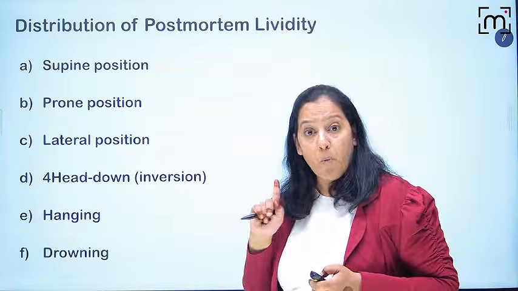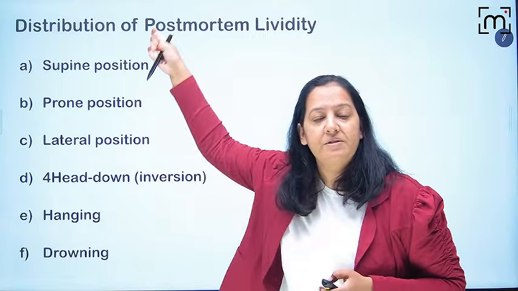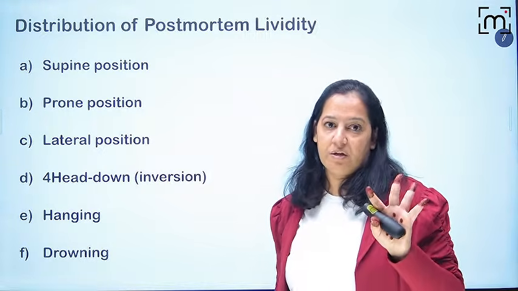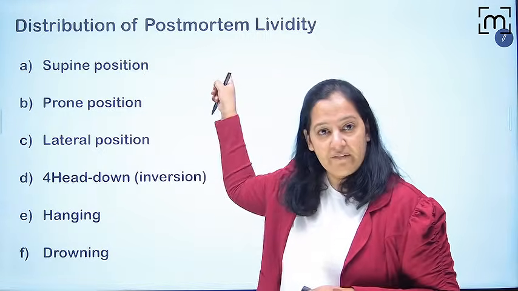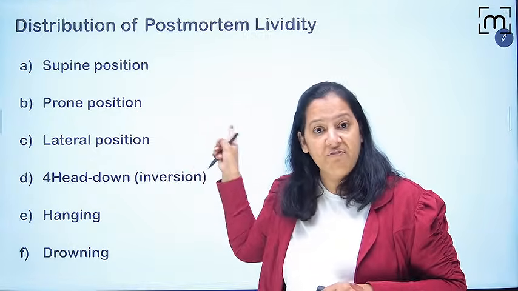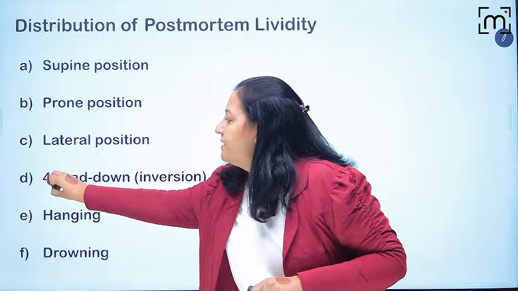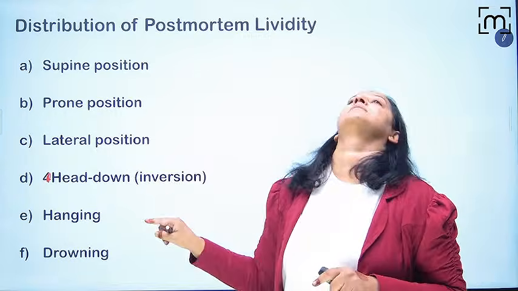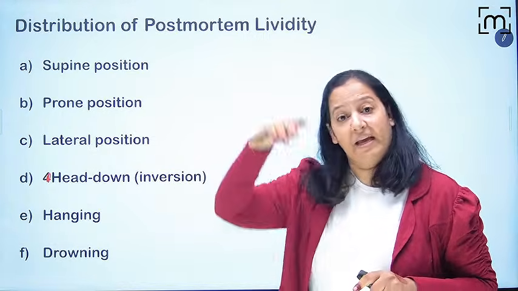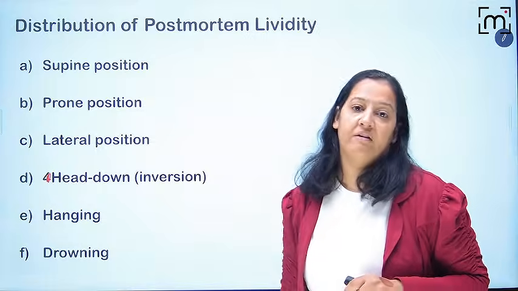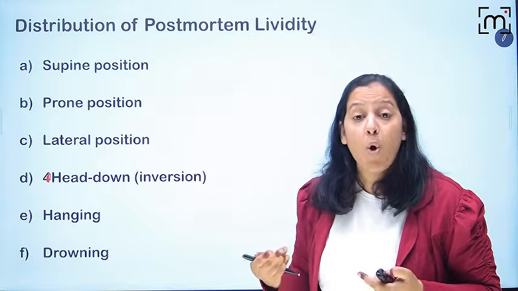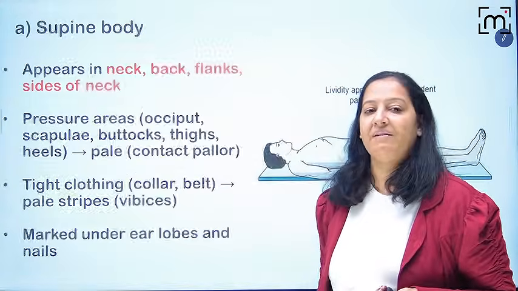Whether you learn all these things or not, it's your choice. It's not very important. But the most important thing in postmortem lividity is the distribution depending on the position of the dead body. So there are 6 different conditions. Whether the dead body is supine, where is the lividity? When the dead body is prone, where is the lividity? When the dead body is lateral, where is the lividity? When the dead body is in the head-down condition, like this, the head is hanging, what is the lividity? In case of hanging, what is the lividity? In case of drowning, where is the lividity? It will give clues to the forensic expert to decide the cause of death. Got it? So we will discuss one by one with the images.